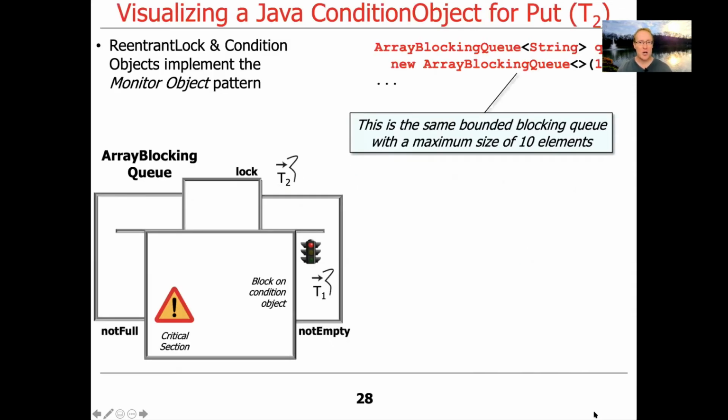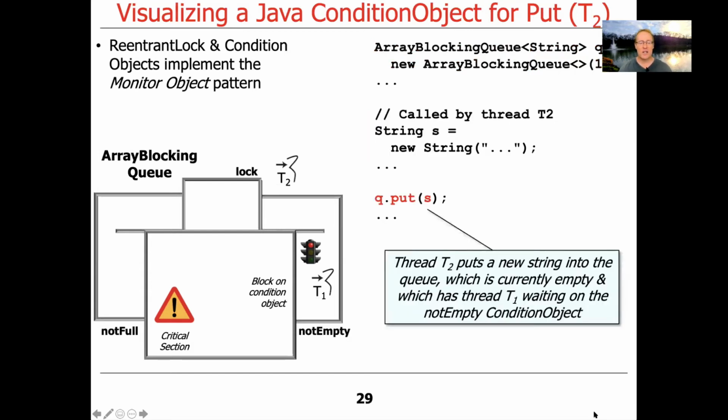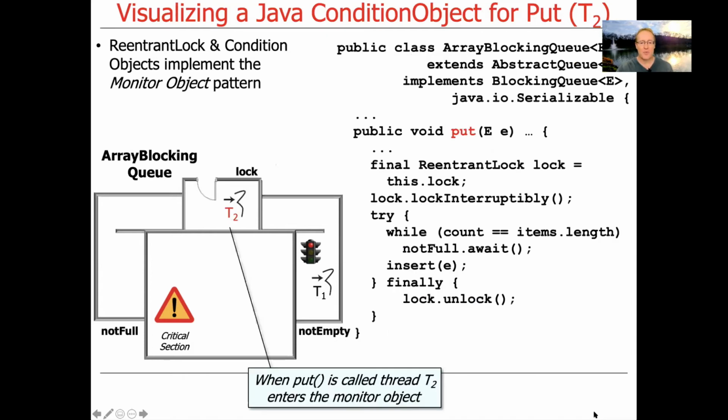So in this case, let's assume that thread T1 is blocked, waiting on the not empty condition. And now another thread comes along. This will be thread T2. It will also have started out with the same instance of the queue because it was shared between those two threads. What it's going to do is make a new string and then try to put it into the queue. So thread T2 will try to put the new string into the queue, which is currently empty, has a thread T1 waiting on the not empty condition, and the lock is available.